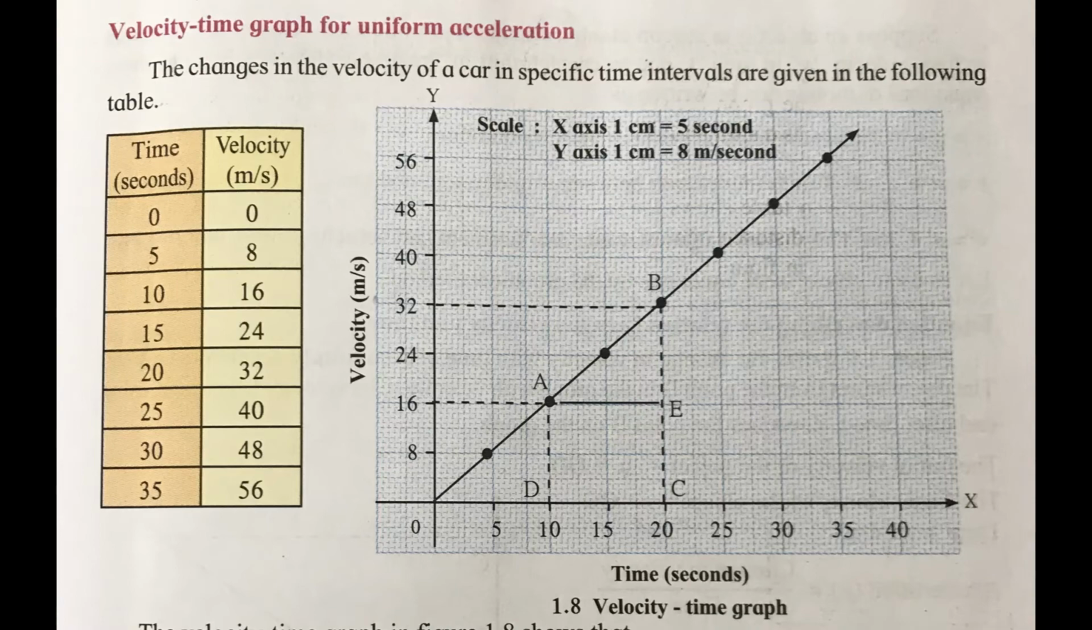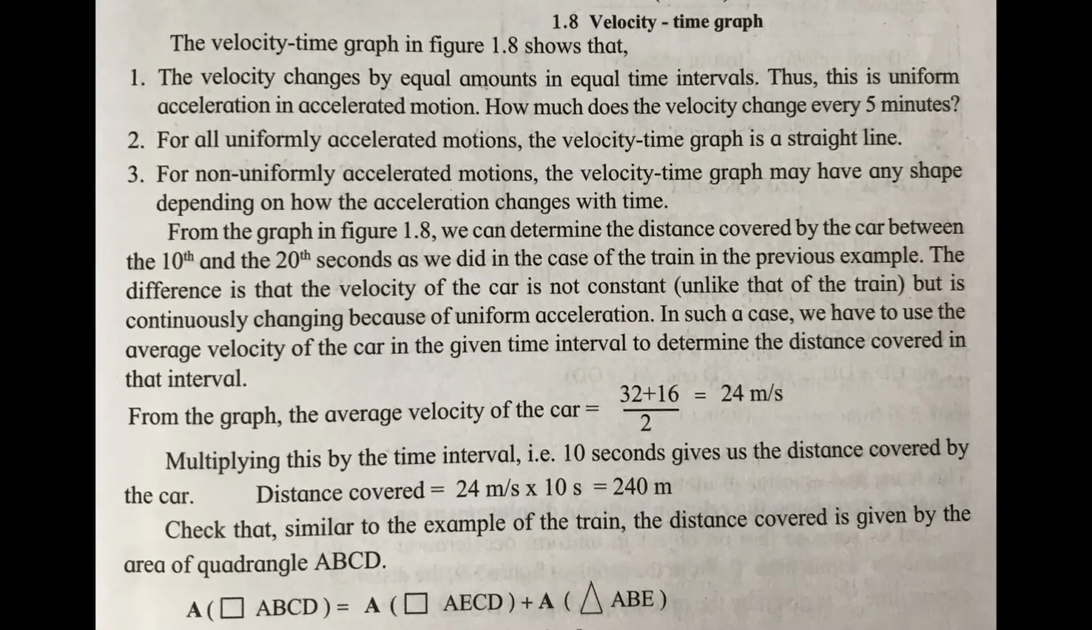Now below the diagram there is a question. The velocity changes by equal amounts in equal time intervals. Thus, this is uniform accelerated motion. How much does the velocity change in every 5 minutes? How much does the velocity change? The velocity changes in every 5 minutes by 8 meters per second. You may write the velocity changes by 8 meters per second. Okay. Now the next question.